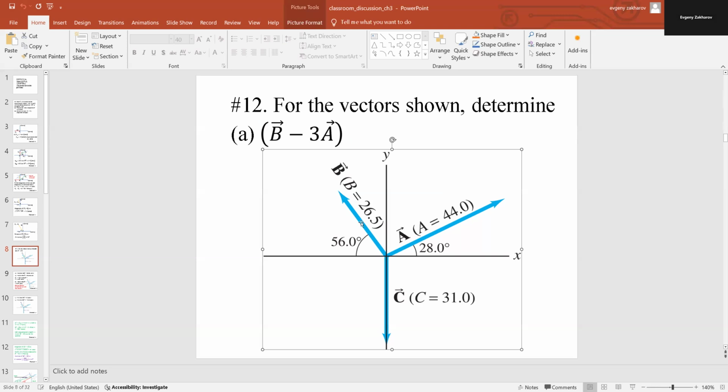Magnitudes are given. You have 44 and 26.5 units. Units are missing, which is unfortunate. Make sure you specify the units, or at least add them to your x and y coordinate system.